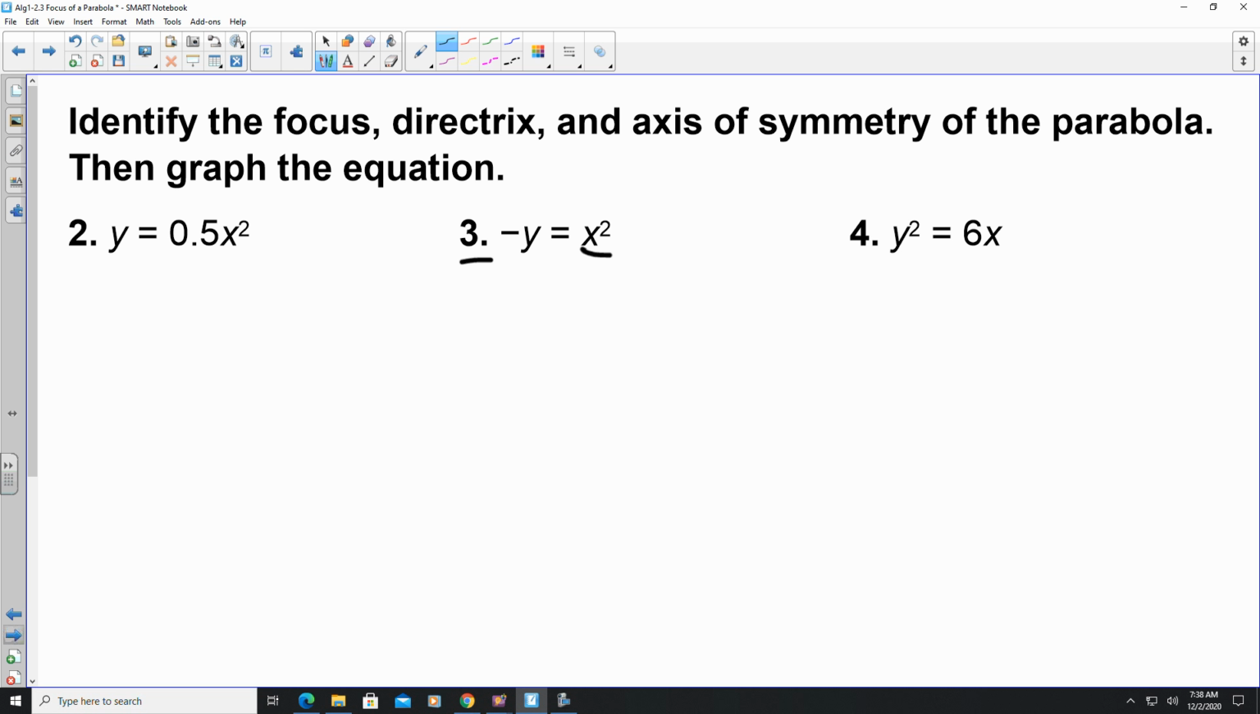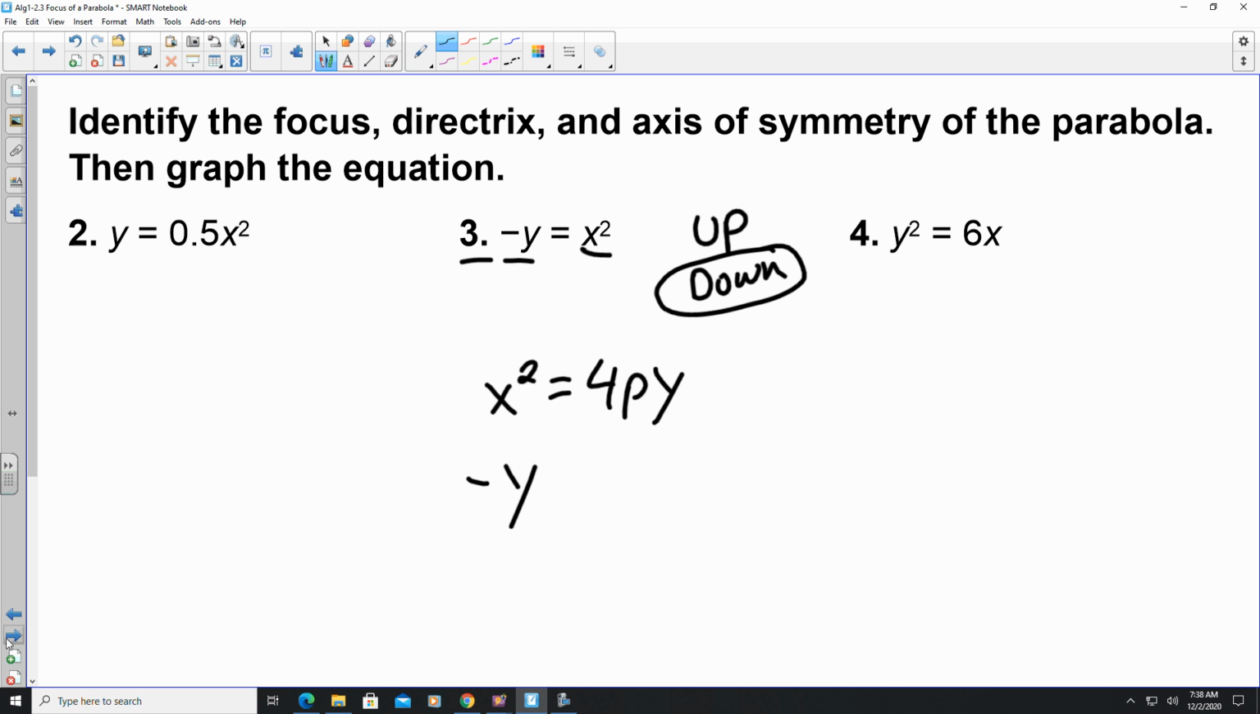Because my x is the one being squared, I know my parabola is either going to open up or open down. Because my y is negative, I know it's going to be opening down. So from here, we have to figure out what my value for p is so I can discover the location of the vertex. So using the general equation, x squared is equal to 4py, I can now say that x squared is -y.